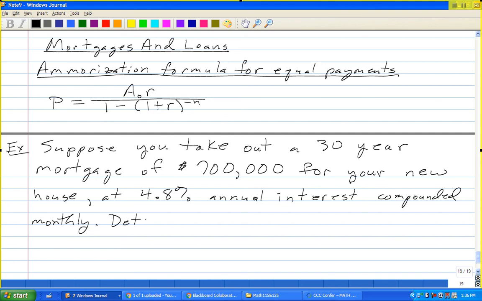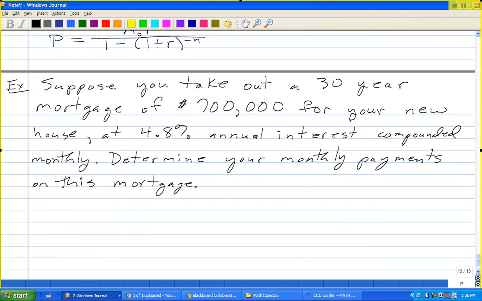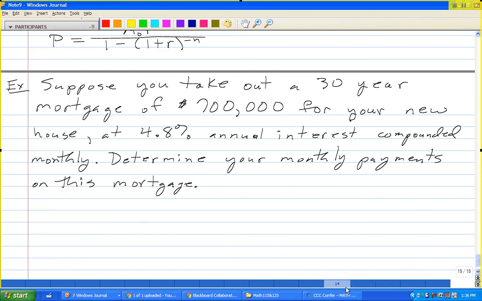Determine your monthly payments on this mortgage. Okay, so let's do that.